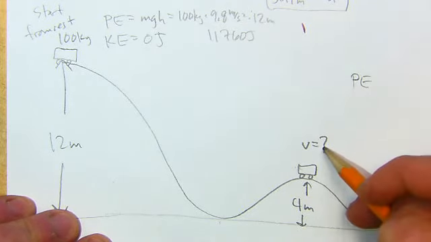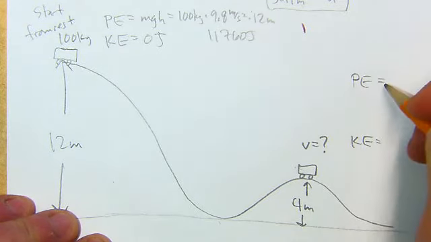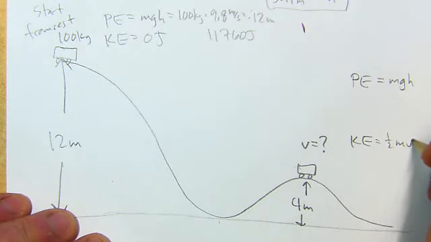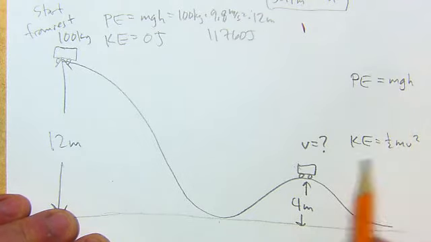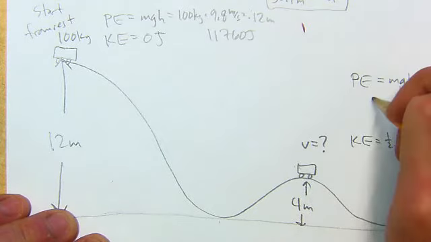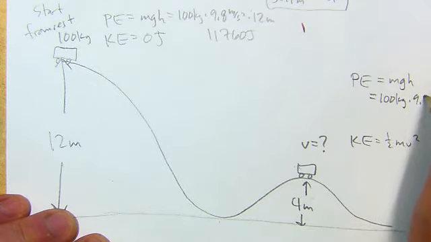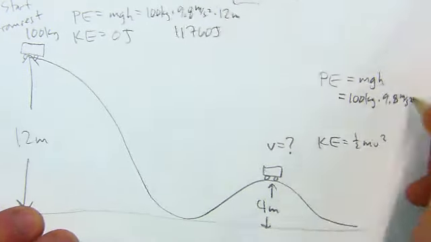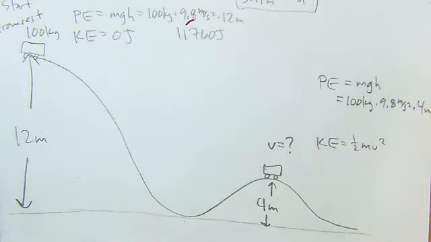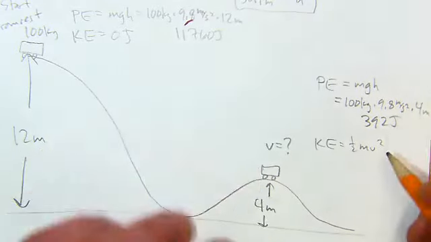So what's the PE and the KE here? All right, so think about our equations again. Always just write those down. We really don't know our velocity here. It's kind of what we're trying to find, so we can't really do much with this, but we can figure out our potential energy at this point. What was it, 100 kilograms times 9.8 times 4 meters. 392 joules.